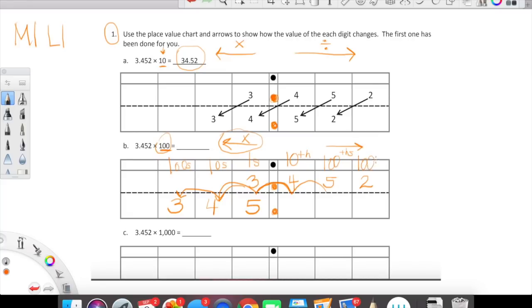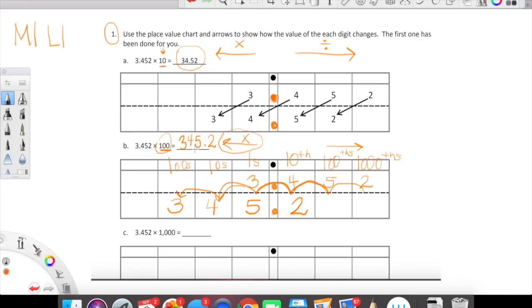And then don't forget our 2. We have 2 thousandths all the way down here. Please bring 2 along. 2 is also going to shift 2 place values to the left, which will result in 2 tenths. So our final answer here is going to be 345 and 2 tenths, which I will add to this line as the product. When we multiply 3.452 times 100, our final product will result in 345 and 2 tenths.